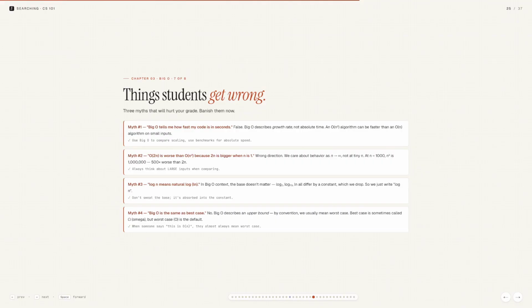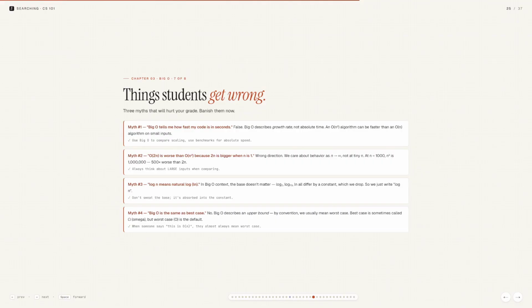Myth 4 is big O is the same as the best case. Nope. Big O is what we call an upper bound. By convention, we use it for the worst case. There's a separate notation called omega for the best case, but it doesn't show up often in CS 101. When someone says this is O of n, they almost always mean the worst case of O of n.